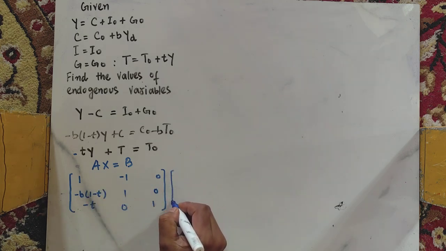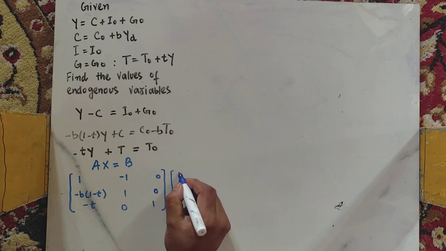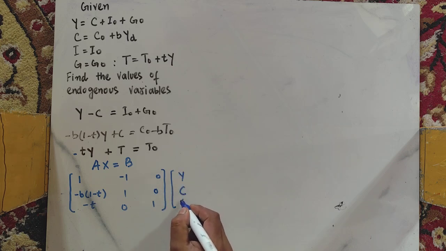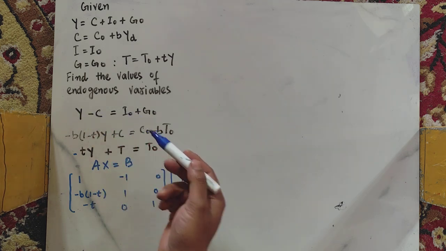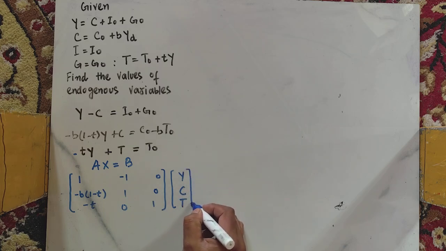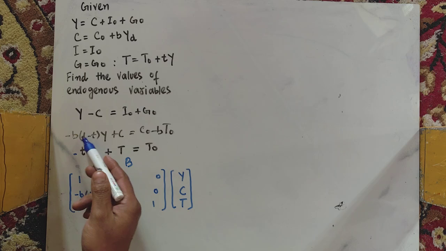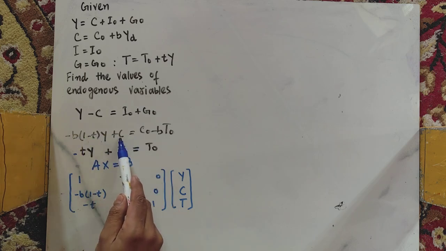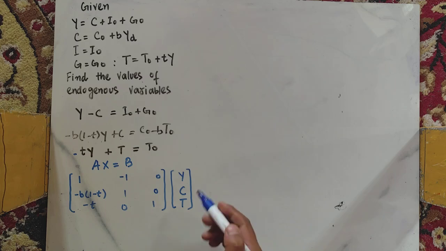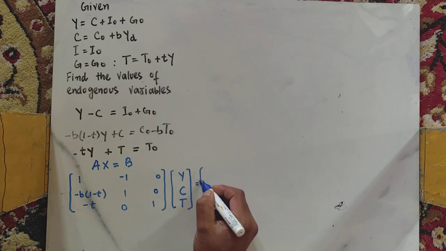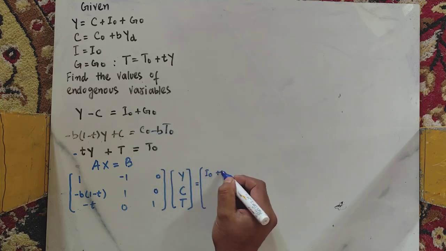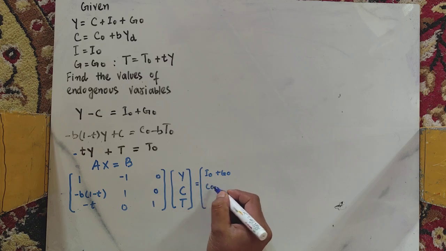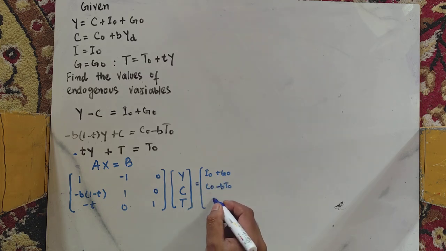X is the solution vector. What we want to find out is the value of y, c, and t. First we have y, then c, then t. So in this format we have to write the solution vector. I cannot write first y, then t, and c. Since we have y first, c, then t, I have to write them in that very order. And then we have the vector of constant terms: I naught plus G naught, then C naught minus b T naught, then T naught.